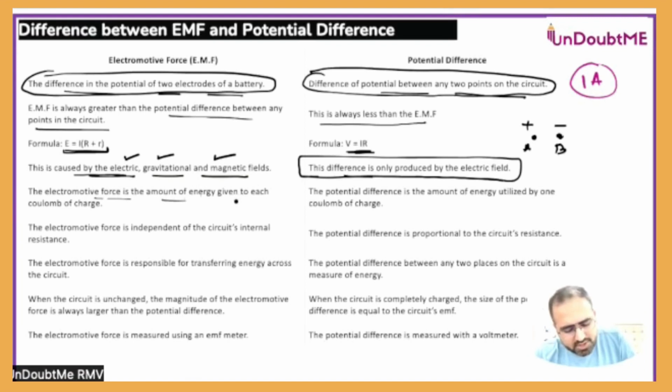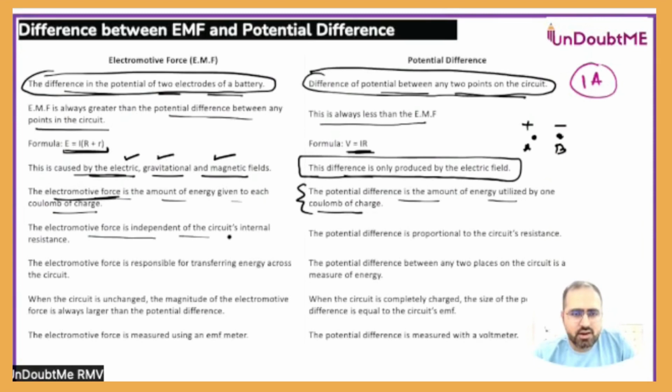Electromotive force is the amount of energy given to each coulomb of charge. Potential difference is the amount of energy utilized by one coulomb of charge. So EMF is the input, the energy which we are giving, and potential difference is finally the output which we can experience. Even if you get a shock, that is because of this potential difference. Electromotive force is independent of the circuit's internal resistance. In the circuit, whatever internal resistance there is doesn't matter. It all depends on the battery.